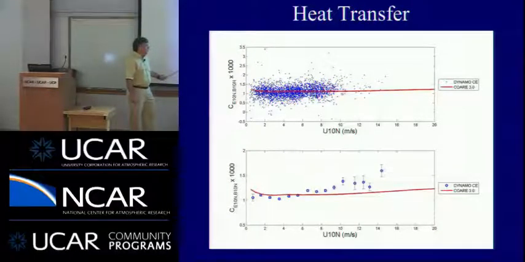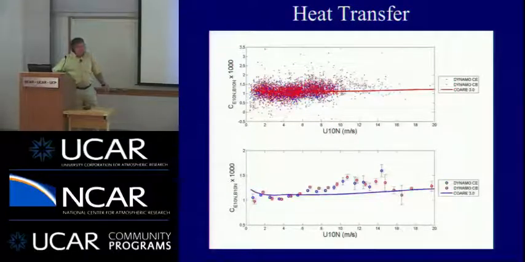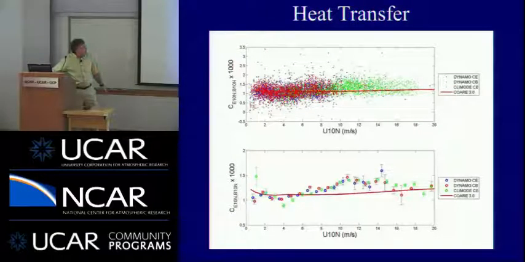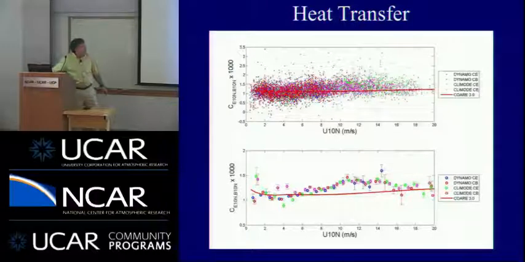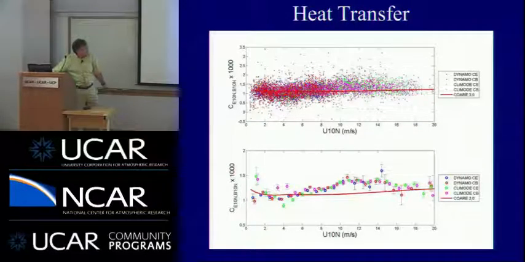And I remember the first time I did this during analysis of Dynamo, I said, it's not matching very well with CORE 3.0. Well, then I just started to add, so that's the buoyancy flux from Dynamo. That's the Dalton number from CLIMODE, buoyancy flux from CLIMODE. You can see down here, these are the bin average results. You can start to see a pattern.